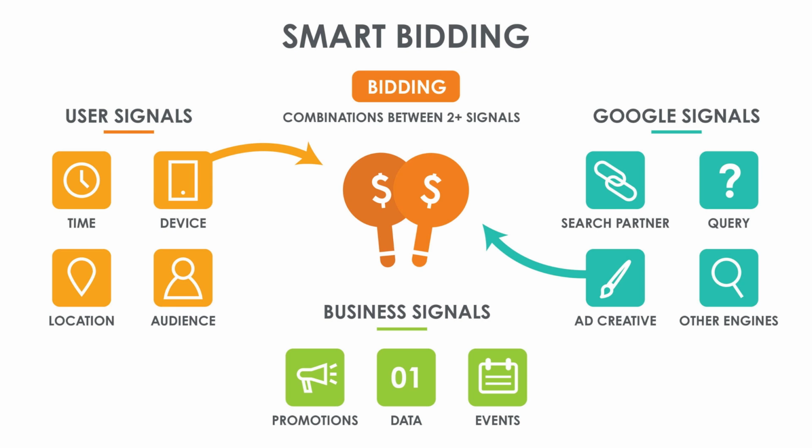Within automated bidding, we have smart bidding. Here we are using not only real-time data and machine learning, but also Google's AI. This is a super powerful bidding type because it takes into account not only real-time data, but all the other signals that Google has about a user, for example, the browsing history.